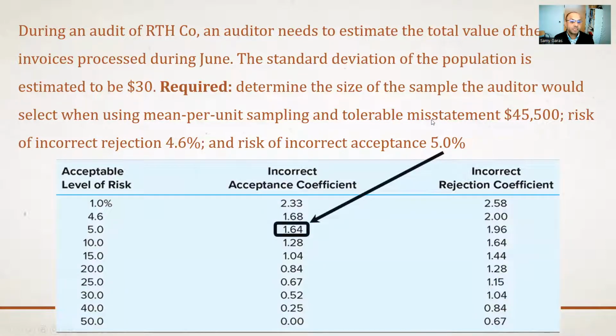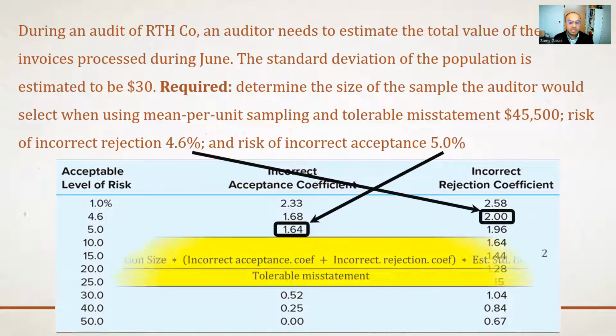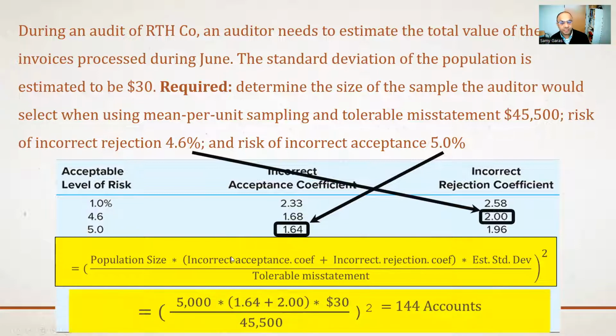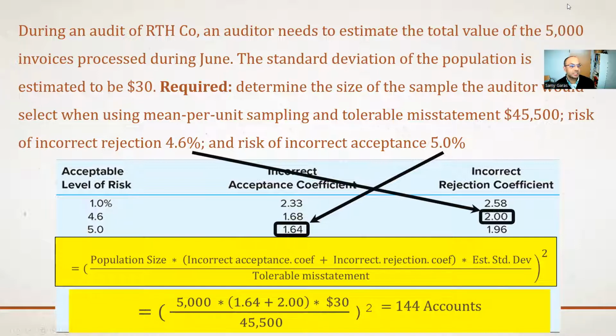Based on the 5% of incorrect acceptance, we get 1.64, and for the incorrect rejection, 2. Then we calculate the sample size. As I said, we need the population size times the incorrect acceptance plus incorrect rejection coefficients, times the standard deviation. So here, the population is 5,000, and the 5,000 is here. It's just hidden behind the camera.